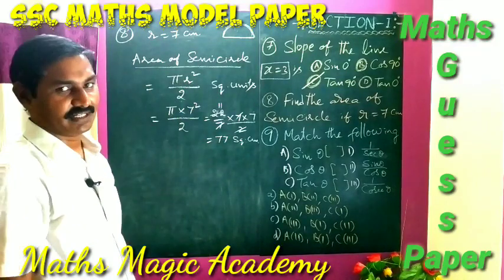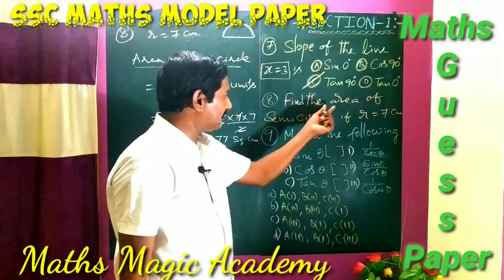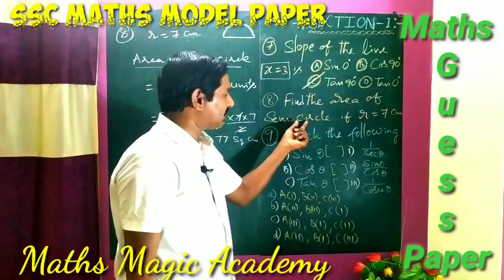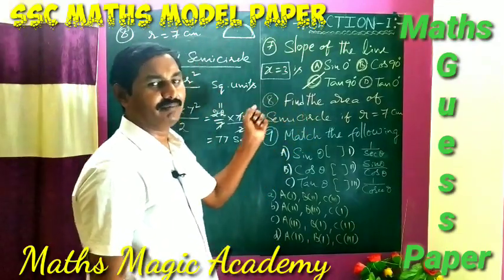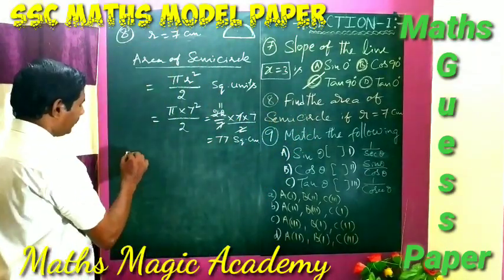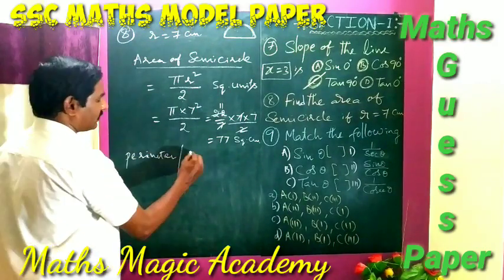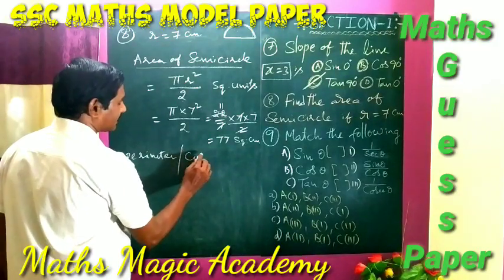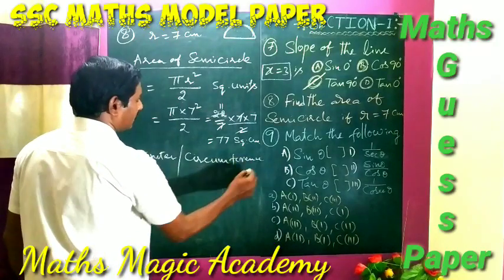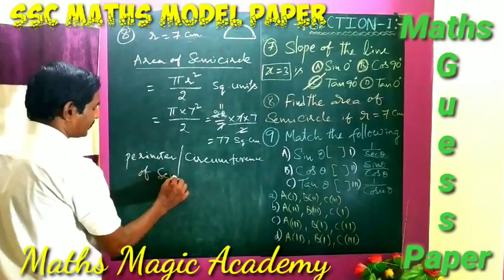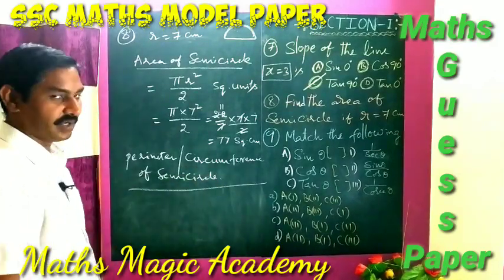Okay, children, can you see here they gave the area of a semicircle? That's why it is very simple, because it is half of the area of a complete circle. If they ask you the perimeter or circumference of a semicircle, then what are you going to do?